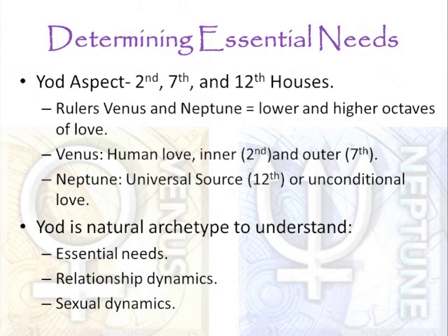So the yod is the natural archetype in which we can understand, number one, our essential needs, which is going to be the second house, and number two, of course, relationship dynamics, which is going to cover second, seventh, and 12th. So let's move into this.